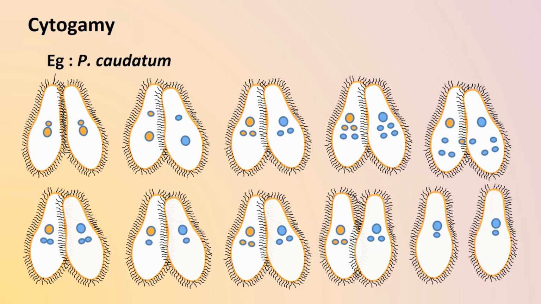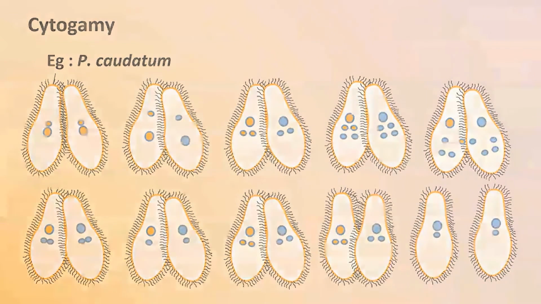The two remaining micronuclei fuse to form a synkaryon in each cell. The animals now separate. Cytogamy differs from autogamy in that there are two animals in contact with each other, but it resembles autogamy and conjugation in the fusion of the two pronuclei. Cytogamy differs from conjugation in that there is no nuclear exchange between the two animals which come together. The process is completed in about 13 hours.